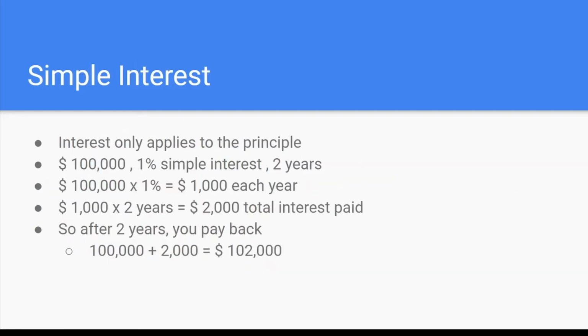And there are two main kinds of interest. The first kind is simple interest, and this only applies to the principal. For example, 100K at 1% simple interest over 2 years calculates to 100K times 1% equals 1K each year, and 1K times 2 years equals 2K for the total interest paid. So after 2 years, you'll pay back 100K plus 2K, totaling 102K.